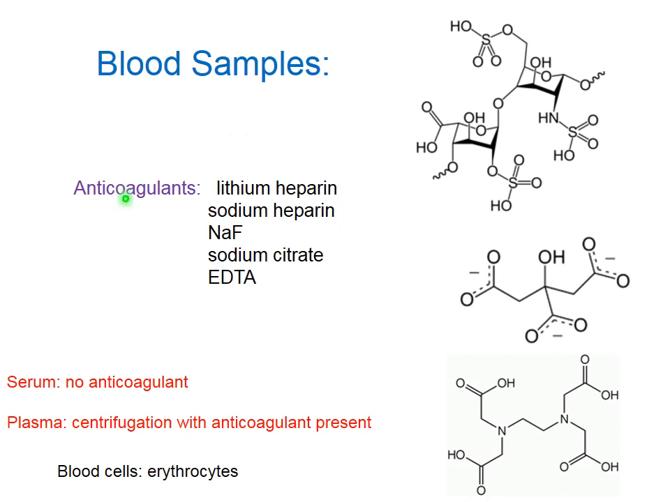What kind of anticoagulants do we use? Two different salts of heparin. Heparin is an anticoagulation compound. If they suspect you have a stroke, they'll inject you with heparin. It prevents formation of blood clots.